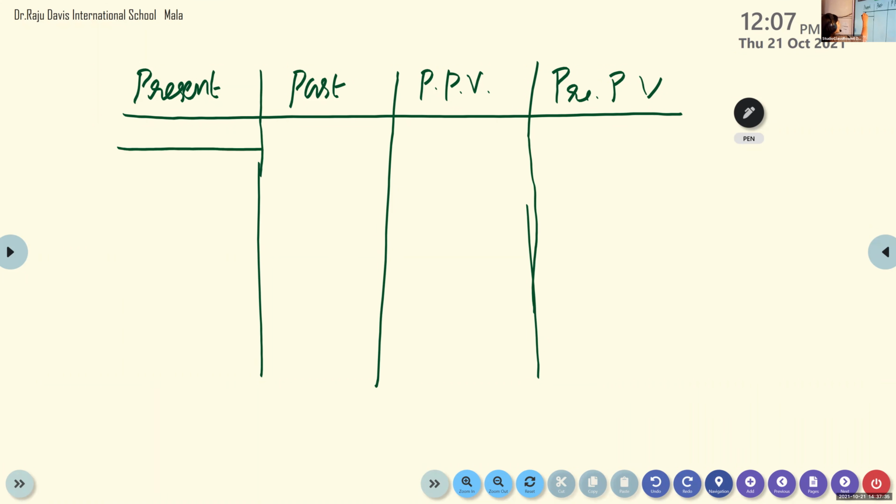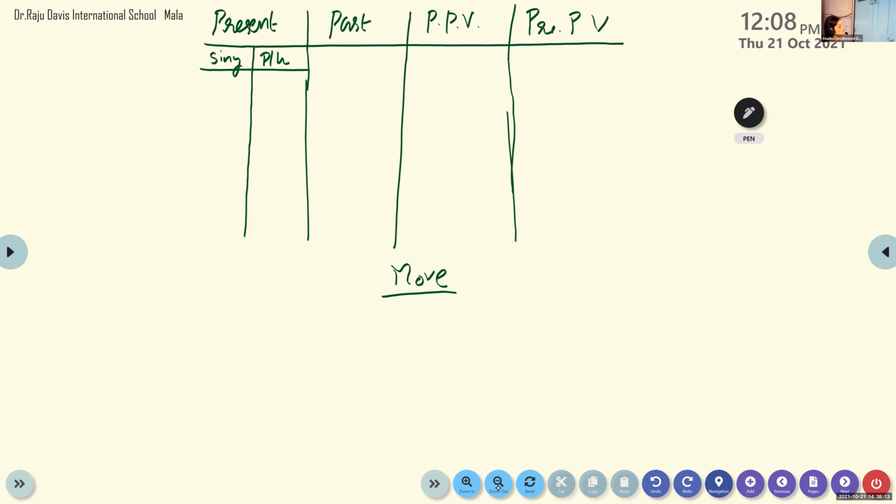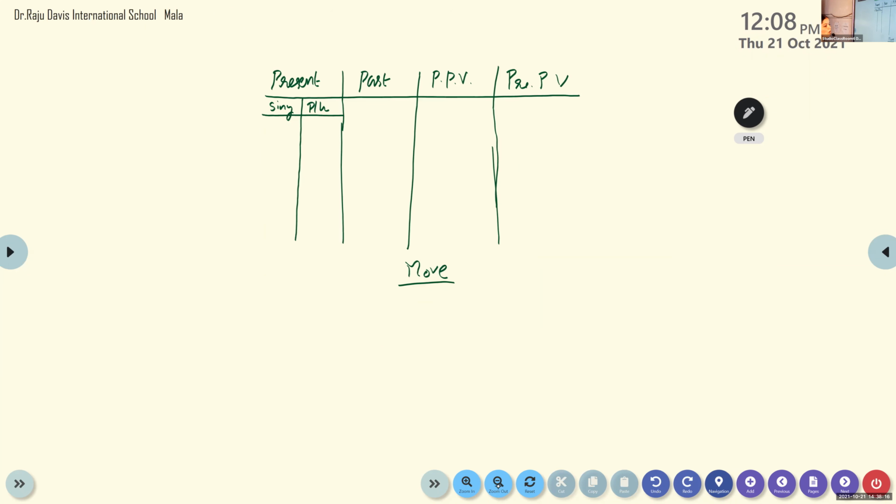This is important. Present tense can be divided into singular and plural. Suppose the word is move, M-O-V-E. If the verb is move, where can I record it in the box? Someone says singular. Tell me whether it is singular or plural, or whether it comes under past tense, past participle, future tense, present continuous, or where I should record this.